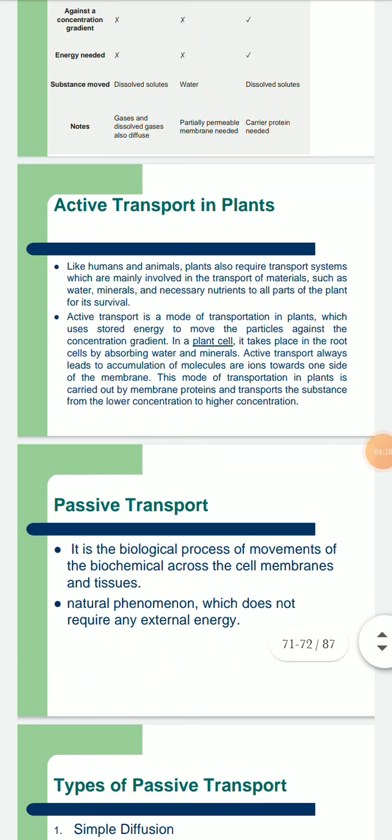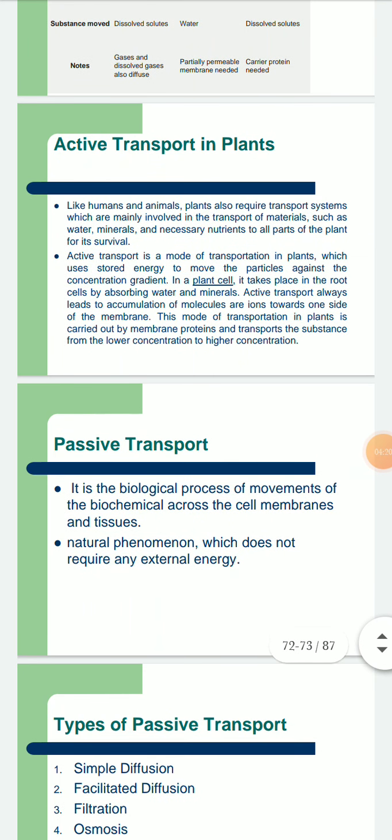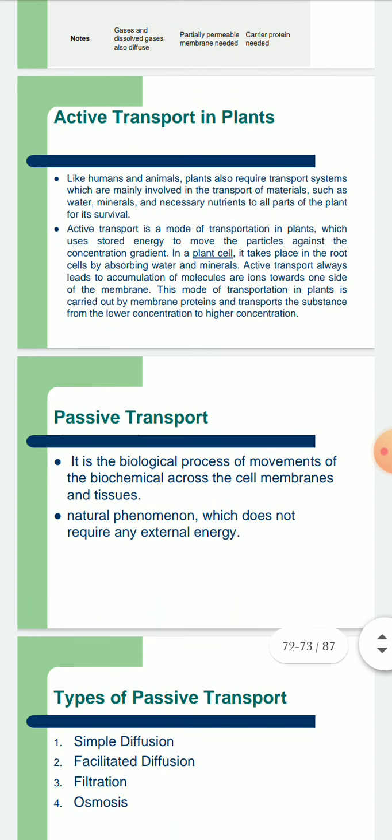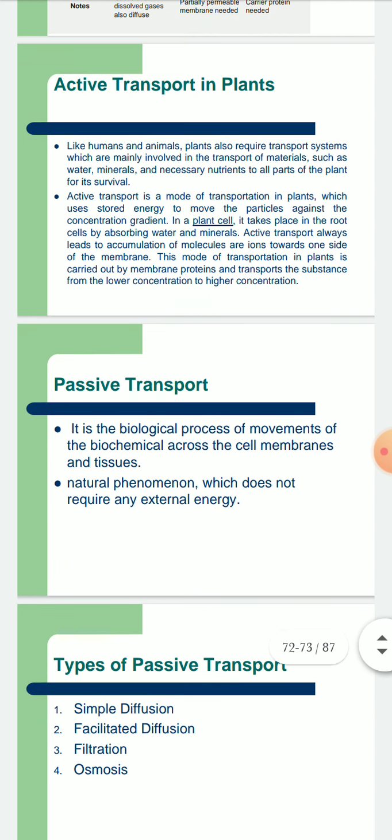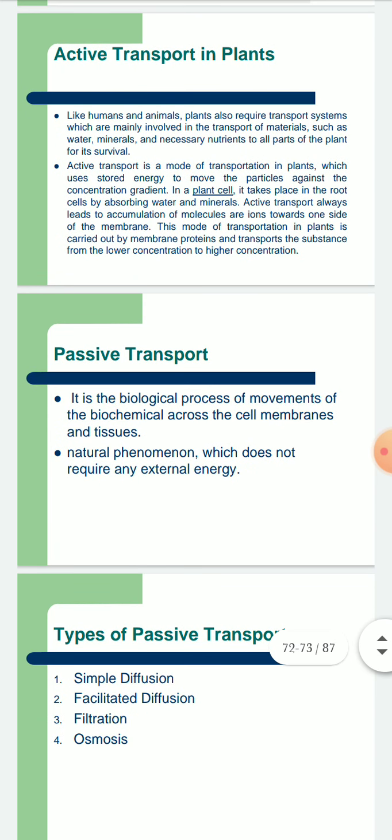So let's discuss active transport in plants. Like humans and animals, plants also require transport systems which are mainly involved in the transport of materials such as water, minerals, and necessary nutrients to all parts of the plant for its survival.